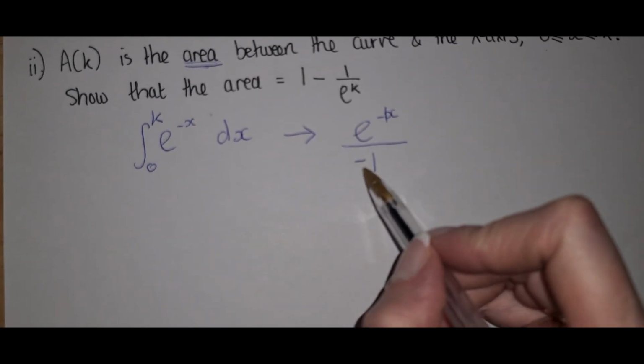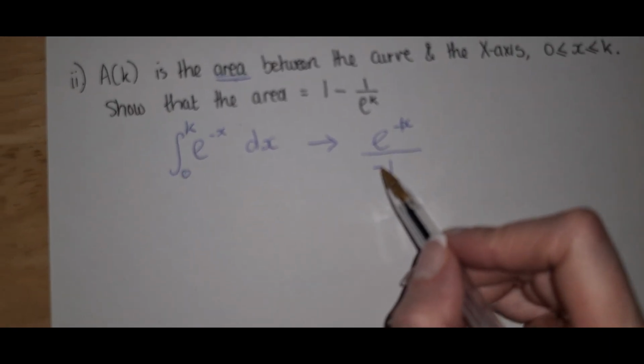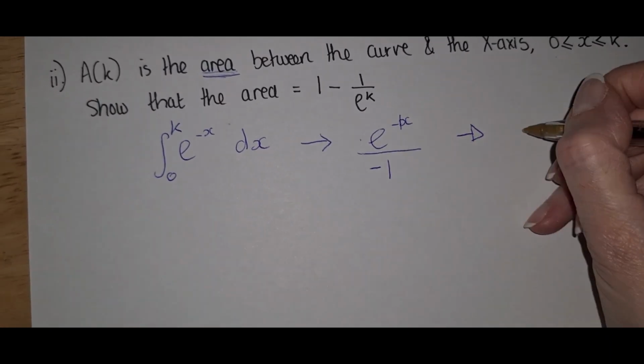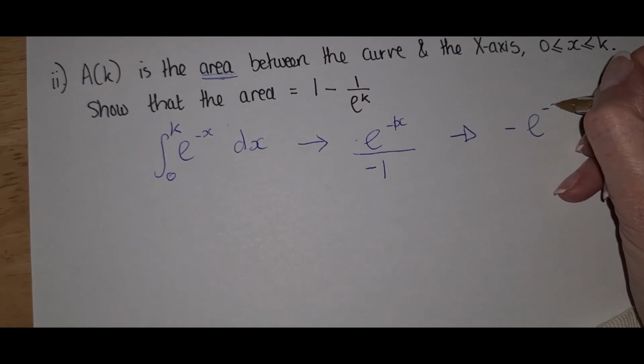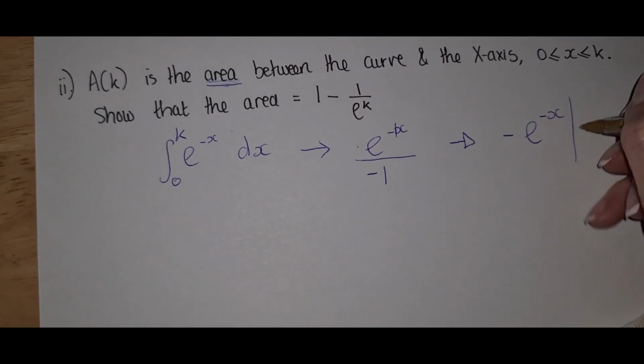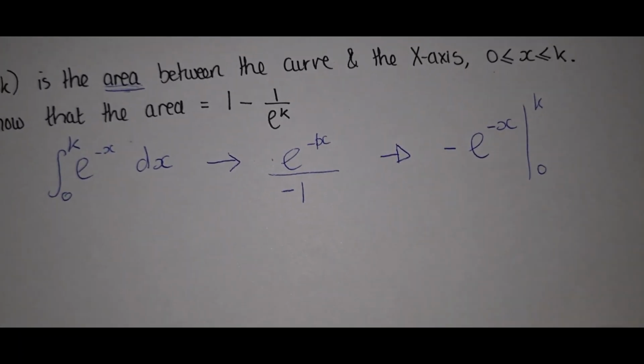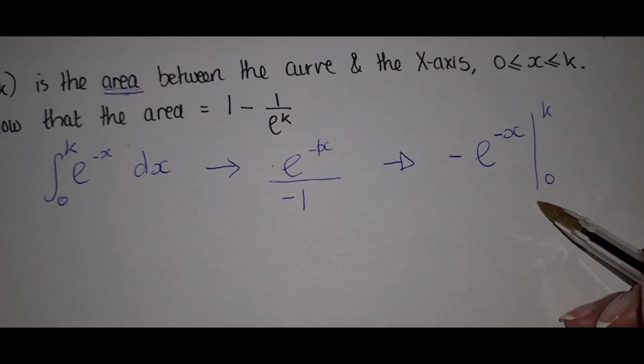Now, you'd never leave a negative in your denominator, okay? So a plus divided by a minus is a minus. So it's going to be minus e to the power of minus x, okay? From an upper interval k, lower interval was 0. So there's no plus c constant of integration because it's the definite integral.